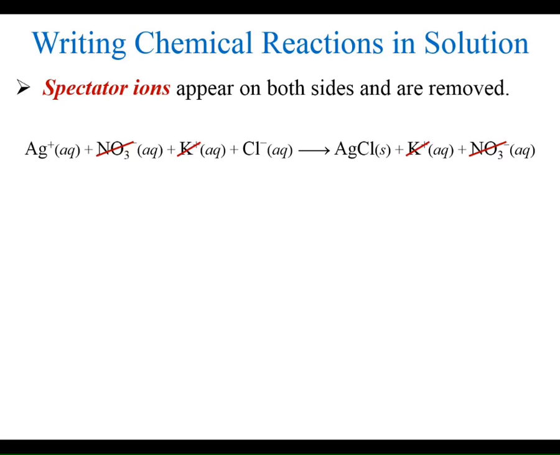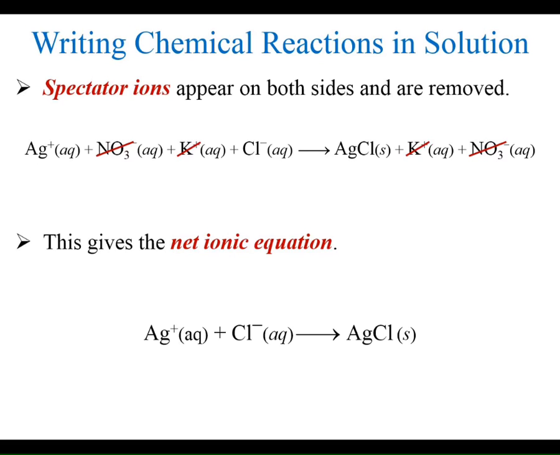So what actually did something? Oh, the silver combined with the chloride to make silver chloride. And that we call the net ionic. The net ionic. We're going to cross out any ions that are on both sides of the net ionic. So we have the full equation, the ionic equation, and then the net ionic equation. So spectator ions, or any ions that are on both sides, we're going to cross them out. So again, this is what's really going on.